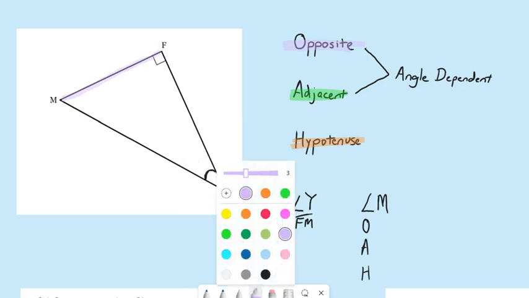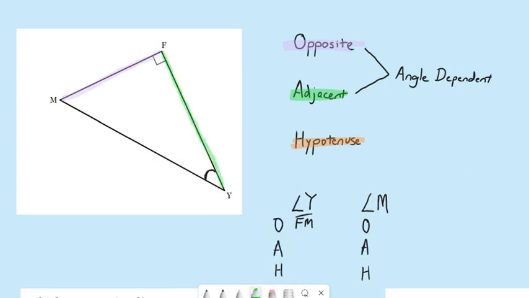What do we do? Green? Okay. So now, I'm going to write that down here. So down here we got, already started with F. So let's go YF. Okay. So now we've got the opposite and the adjacent.